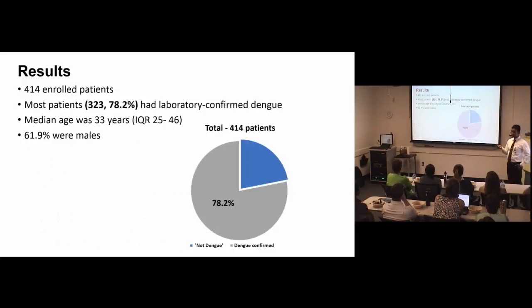So the results: after 5 months of recruiting patients in only Galle district, we came to 414 patients, a mammoth number of cases. From that, 323, 78%, were laboratory confirmed dengue. And the median age, if you remember Gaya's talk, in the first study it was 15, then it was 25, now it's 33. Dengue is getting older, I guess. So now we have 78% cases with dengue at the moment.